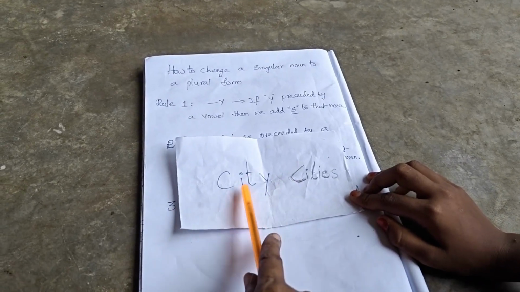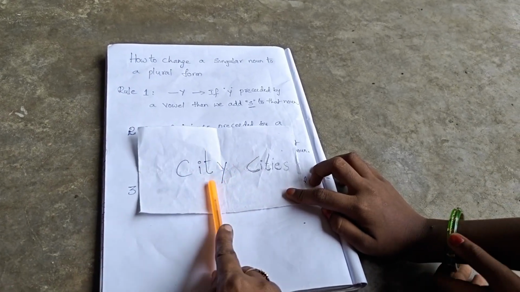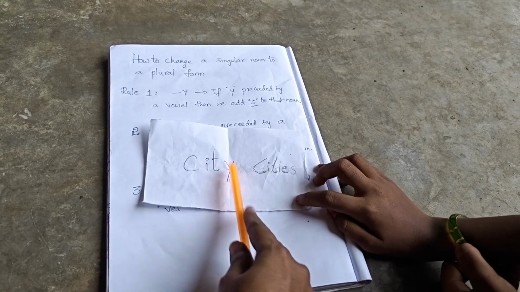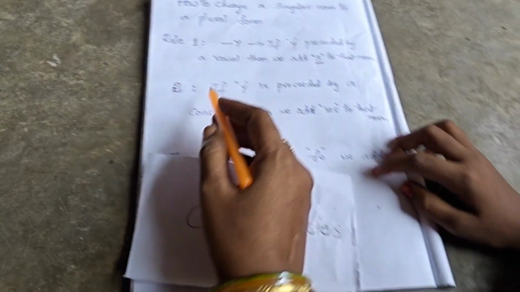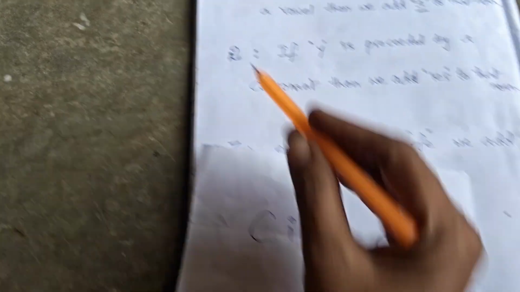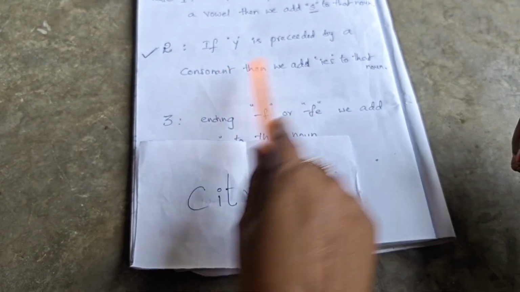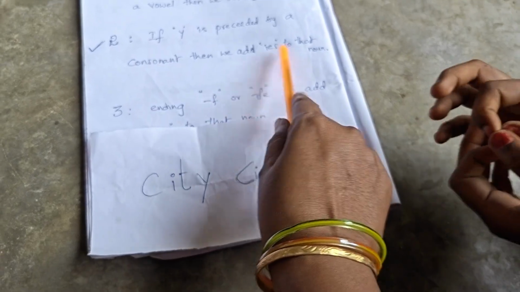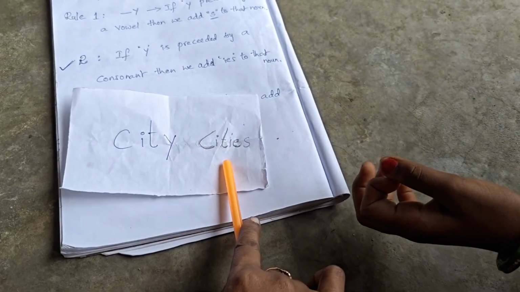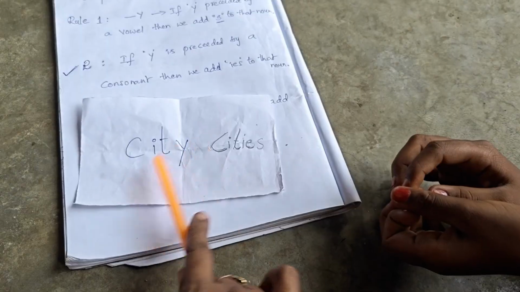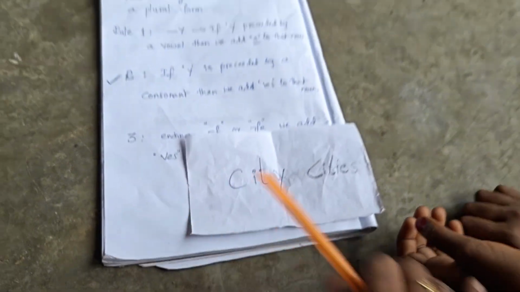If Y is preceded, meaning before the letter, behind the letter, Y is preceded by a consonant. Here, which rule? This is a vowel, this is a consonant. This belongs to the second rule. If Y is preceded by a consonant, then we add IES to that noun. You remove Y and add IES to that noun. Is it correct or wrong? Correct. So Garishka, well done.